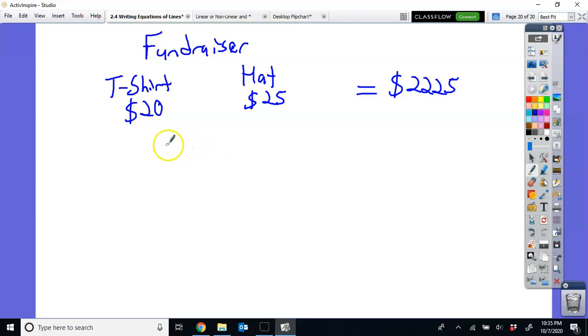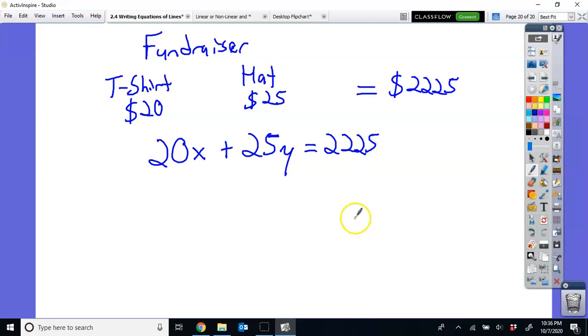Notice what that means. That would give me 20 times, let's use X, because I don't know what it is. I don't know how many I'm going to sell. Plus 25 times Y, because that's going to be a different number than the number of t-shirts, and I don't know how many I'm going to sell, equals 2,225. That is also a linear equation.